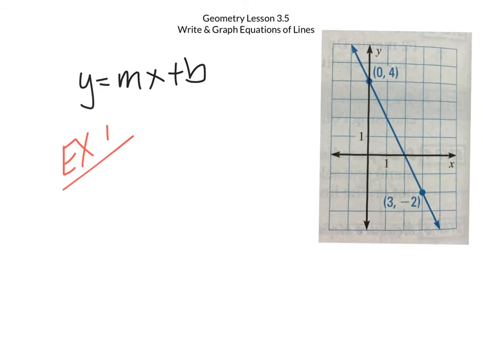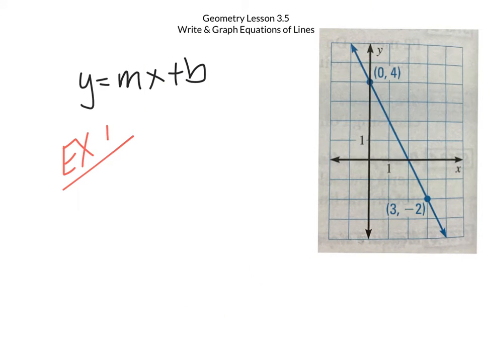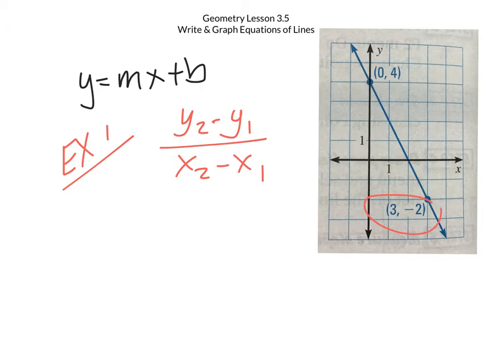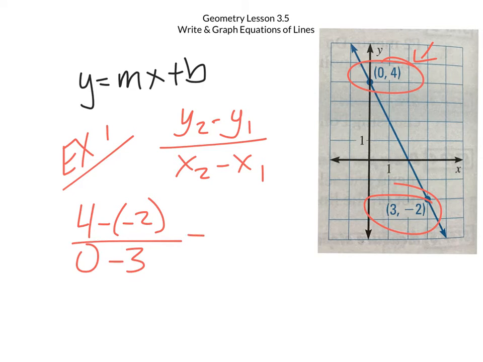All right, here's our graph. So we have 2 points, right? Do you guys remember what equation we used to find the slope? Absolutely. y2 minus y1 over x2 minus x1. So here's our 2 points. I'm going to use this one as my y2. So I'm going to say 4 minus a negative 2 over 0 minus 3.